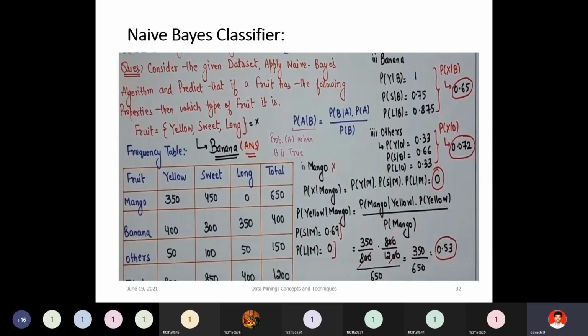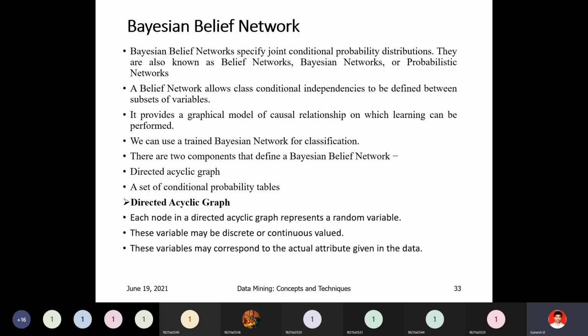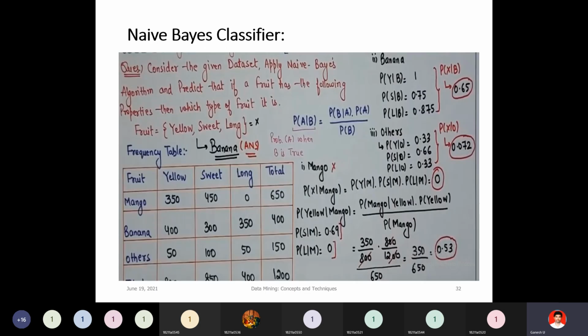So see these three probabilities. For mango the probability is 0. For banana 0.65. For others 0.072. For which the probability is high? For banana the probability is high. That's why the result is banana. That's why the answer is banana here.